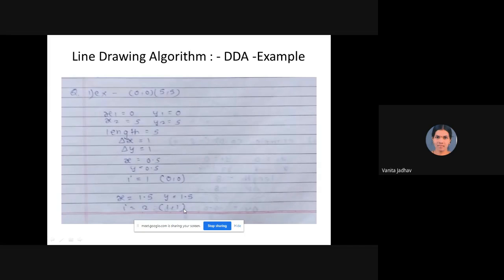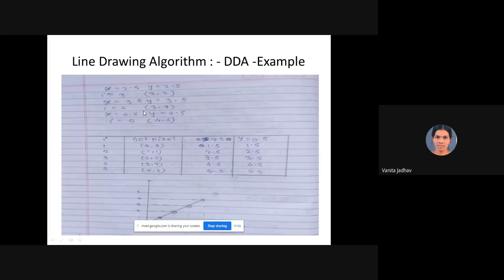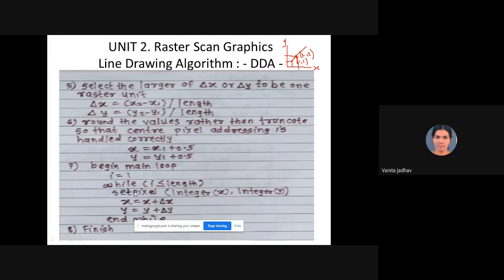Is it right? So in the same fashion, again next x value will be... after plotting, again we are incrementing the x value. So again x is equal to x plus delta x.